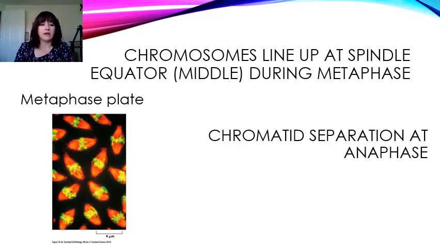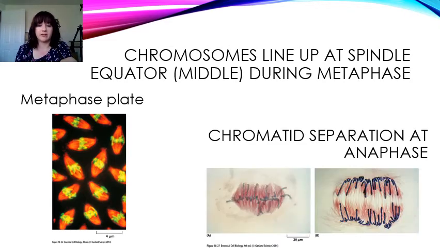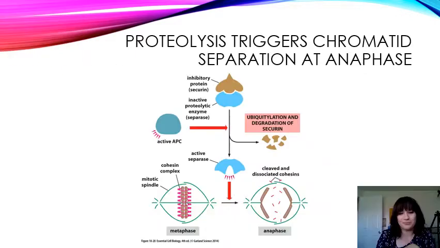Right? Then during anaphase, the chromatids separate apart. And here you can see nicely the mitotic spindle is in red, the chromosomes are in blue. You can see that in metaphase, they were all lined up. During anaphase, they get pulled apart and it kind of looks like a monster's gaping mouth. Right?